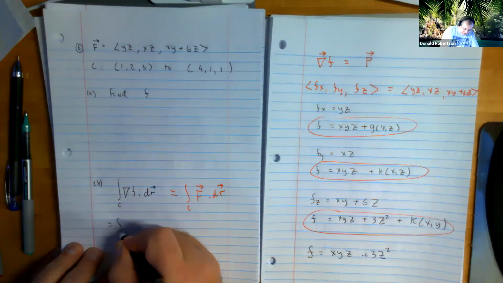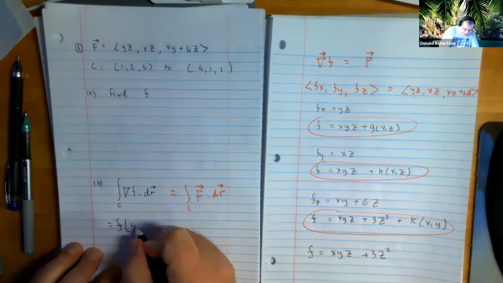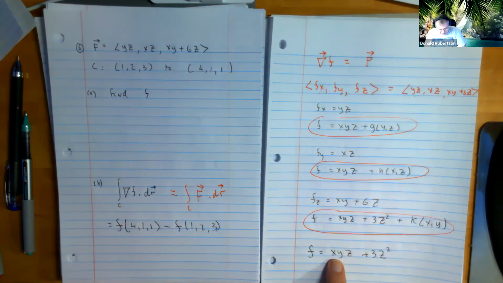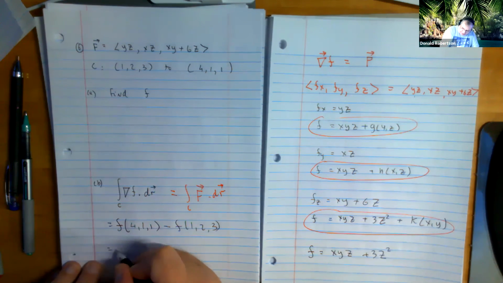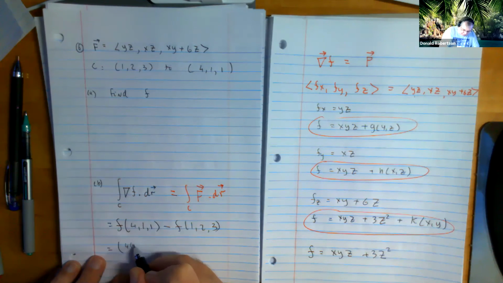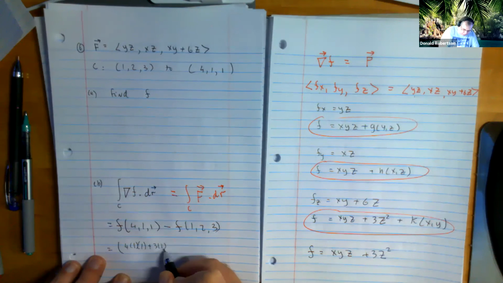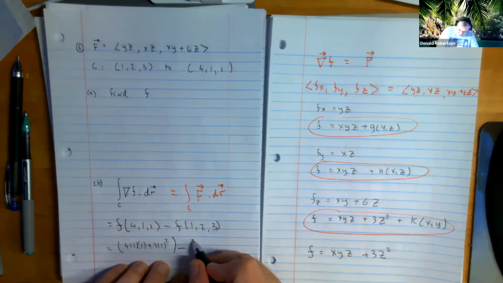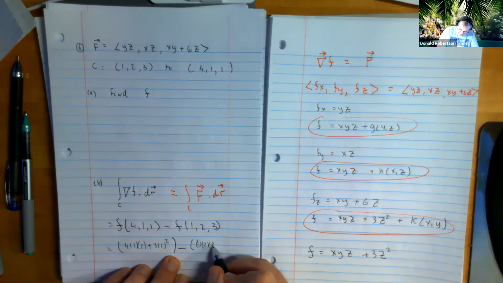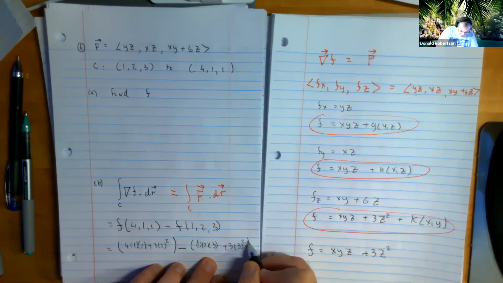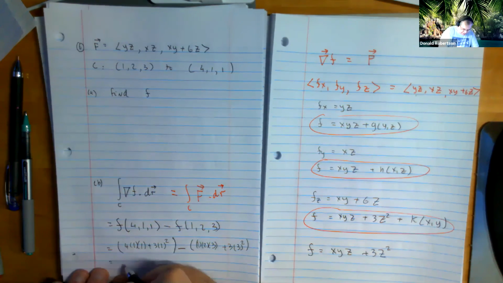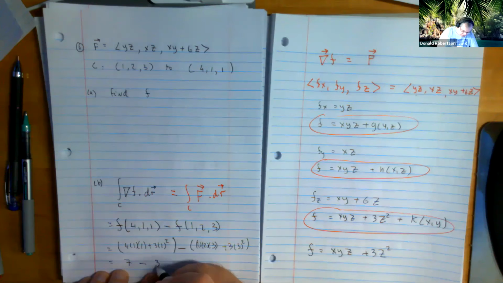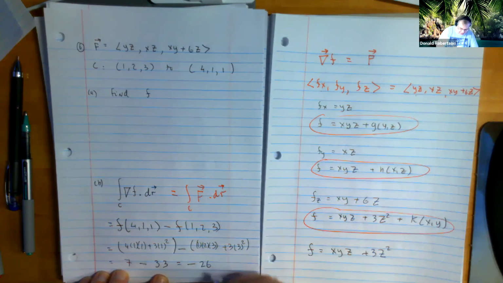Can't I basically just go over here and say the potential function at (4,1,1), take away the potential function at (1,2,3)? If you evaluate this at (4,1,1), it's 4 times 1 times 1 plus 3 lots of 1 squared. And if you evaluate it at (1,2,3), you get 1 times 2 times 3 plus 3 lots of 3 squared. 4 add 3 is 7. Take away 6 add 27, which is 33. It looks like in this case you get negative 26.